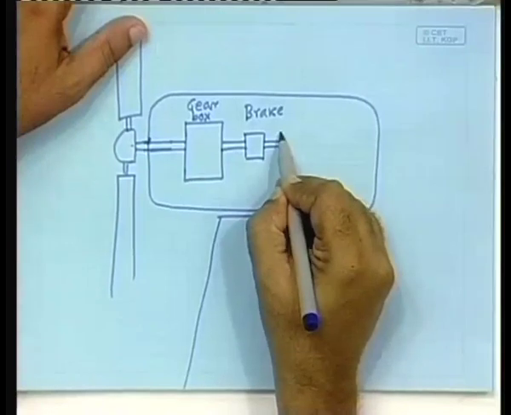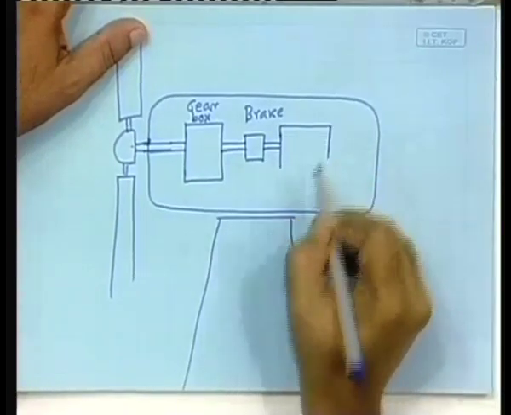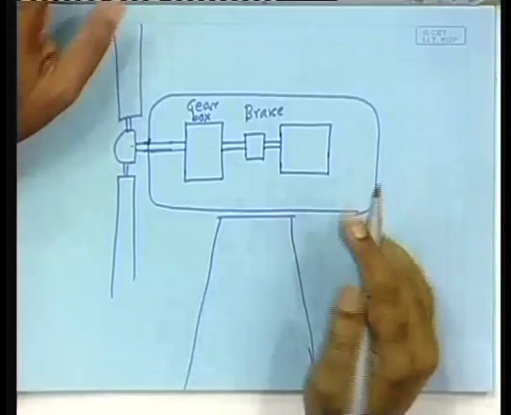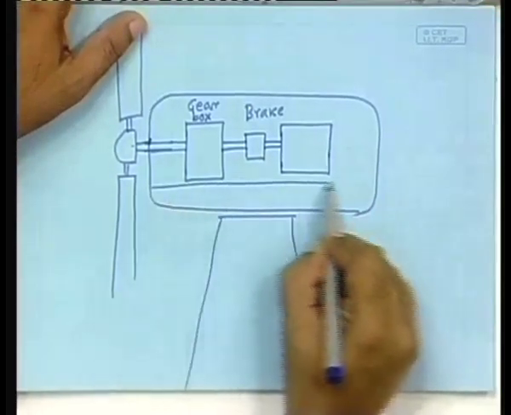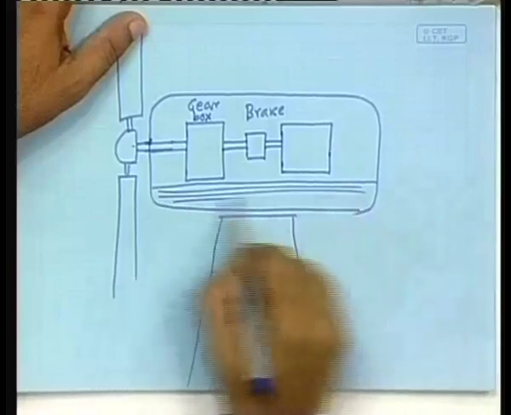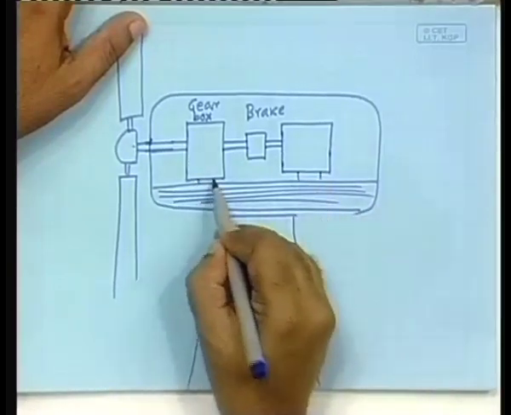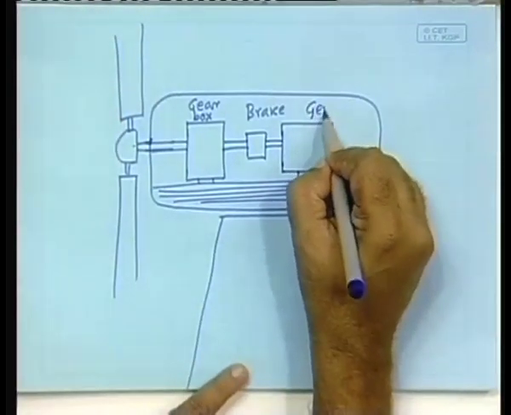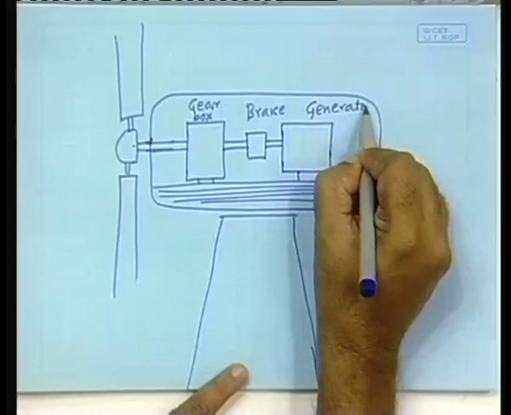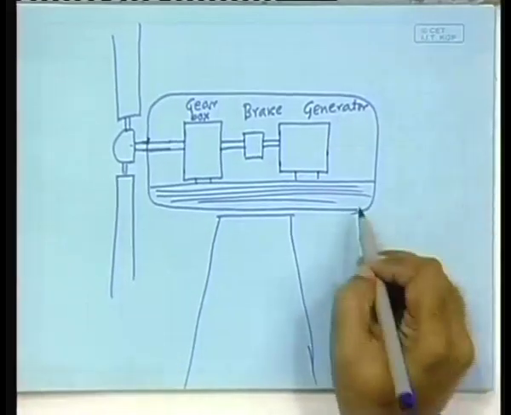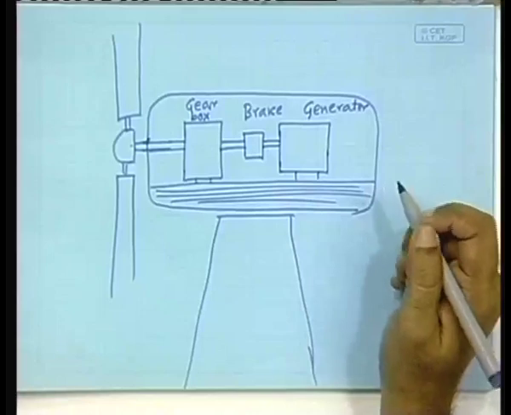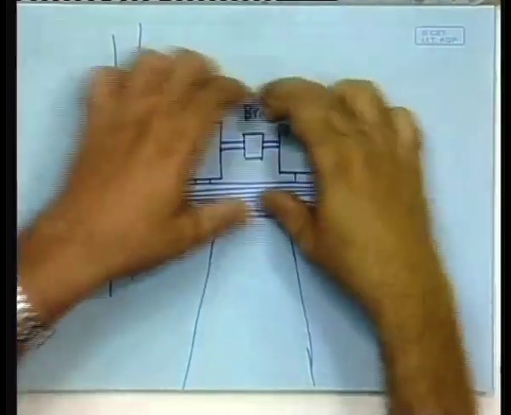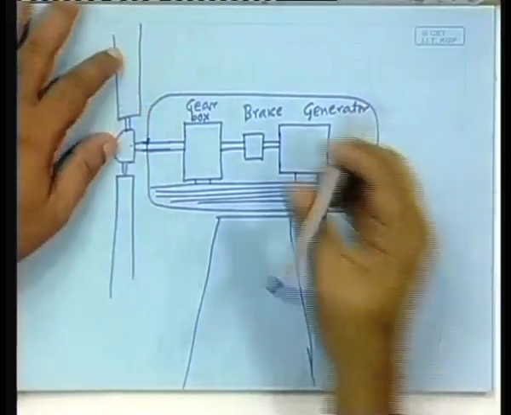Then the shaft goes into a generator, electrical generator. What this generator is and other things I will talk about later. So, here there is a platform on which these are standing. Okay. So, this is the generator. In addition to that, there will have to be a few mechanisms. For example, this whole is called nacelle.